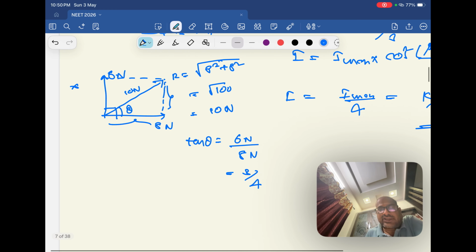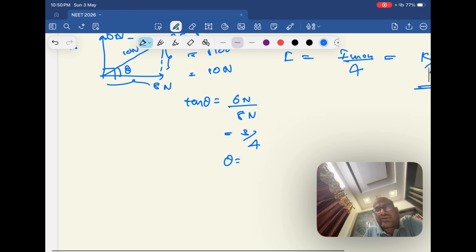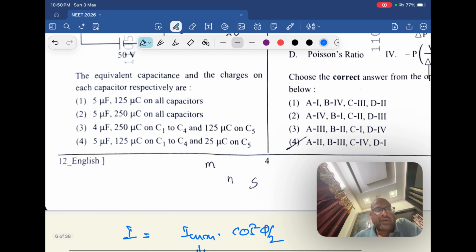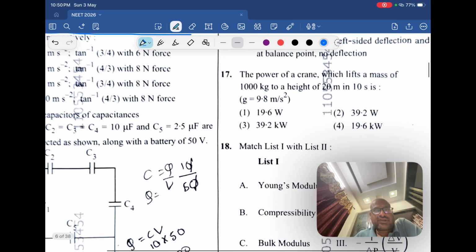37 degrees, isn't it? Sin 37 by cos 37. So theta will be 37 degrees with 8 Newton and 53 with 6 Newton. So just see the option and mark it. Which question number is it?